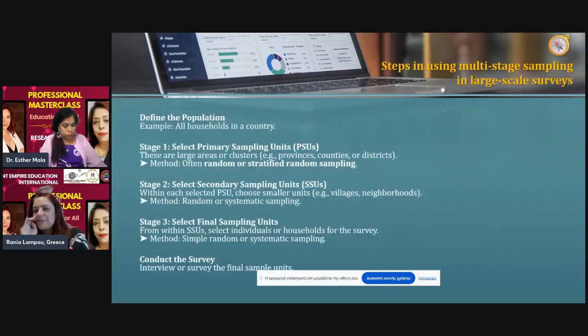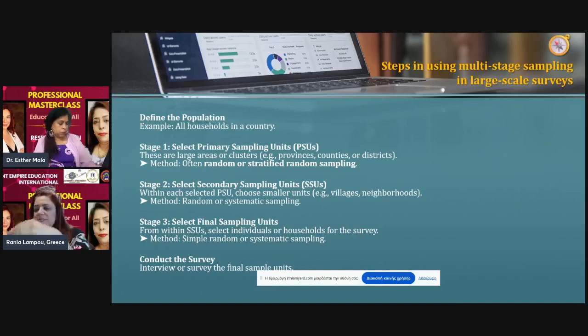So what are the steps in using this sampling? First of all, we need to define the population. The first stage is to select the primary sampling units I mentioned before. These are large areas or clusters. The method often used is stratified random sampling. Then the second stage is to select the secondary sampling units. Then we select the final sampling units, and finally we conduct the survey. This could be an interview or a survey of the final sampling units.